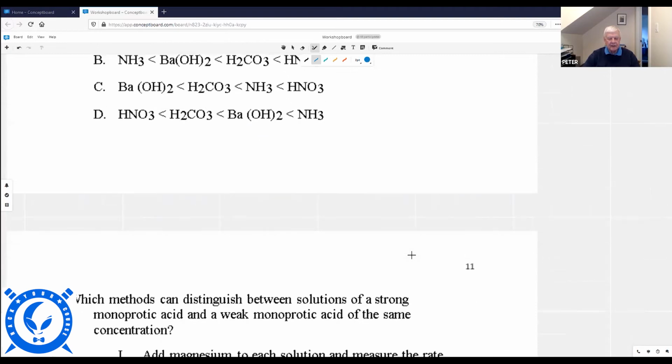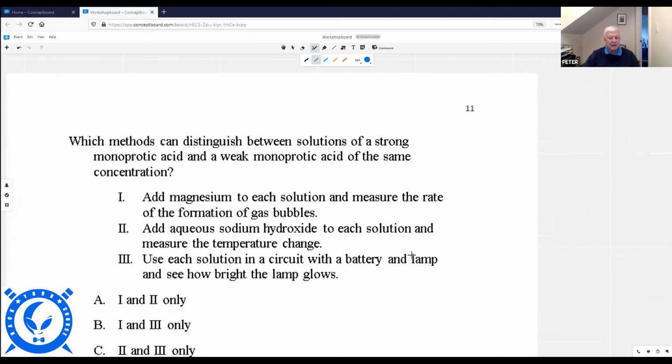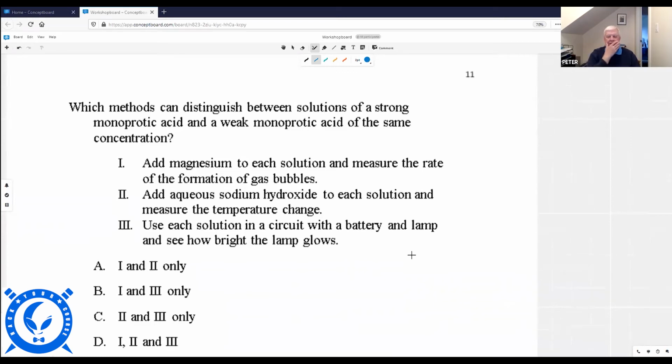All right. Here we have another multiple choice question to distinguish between strong and weak monoprotic acids. Uh-oh, maybe we better go over each of these in turn.